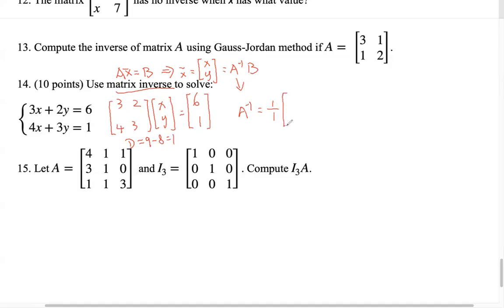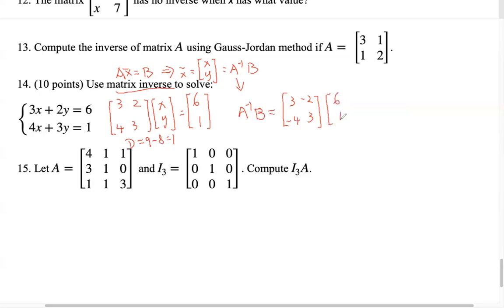But anyway, let's write it down. So we switch the positions of 3 and 3, which happen to be the same. We put a negative sign in front of 2 and 4: negative 2, negative 4. So that's our A inverse. We can ignore this 1 divided by 1, since 1 divided by 1 is just 1. Okay, then let's multiply by B. That's our A inverse, let's multiply by B.